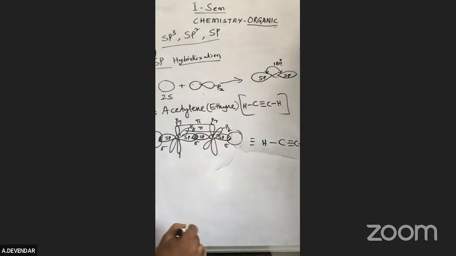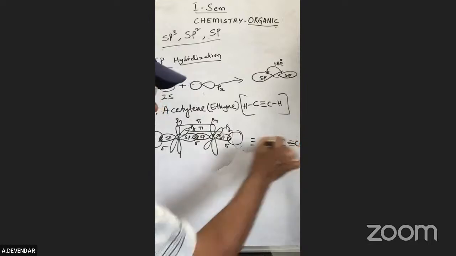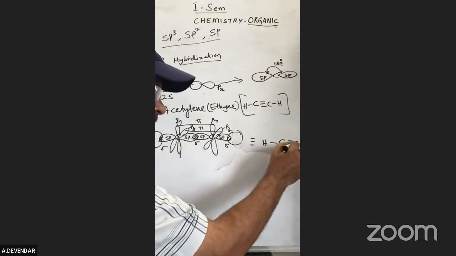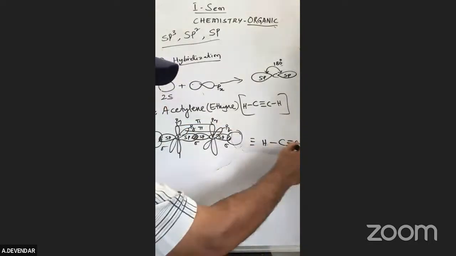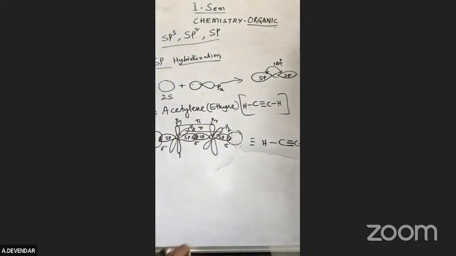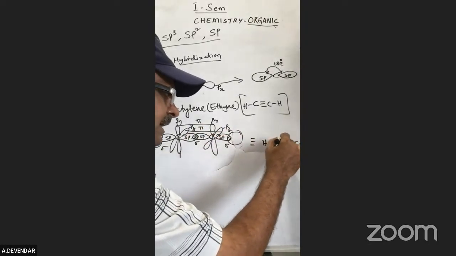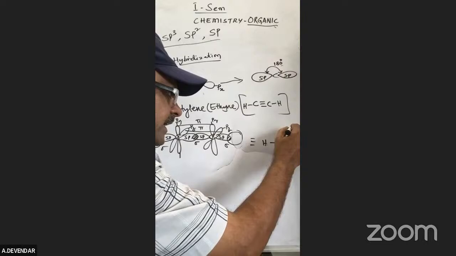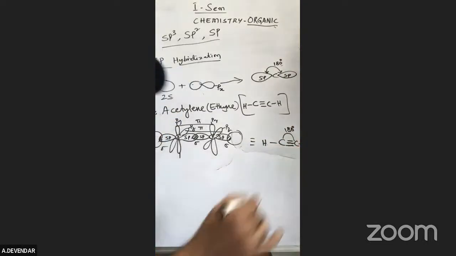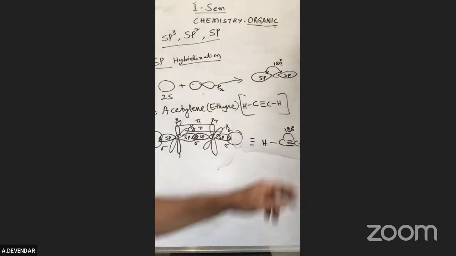This is the representation. 1 sigma bond means 1 single bond, and 2 pi bonds are present. This is the sigma bond. What is the bond angle here between the carbons? 180 degrees. This is a triple bond, an unsaturated alkyne.